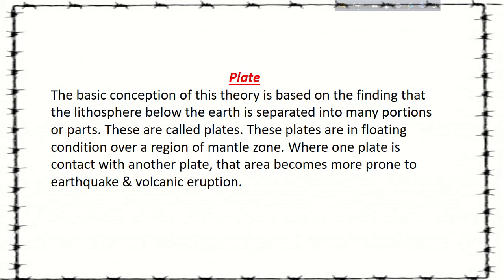So dear learners, these plates are in a floating condition over a region of the mantle zone, and these plates are displaced by a few centimeters per year towards any direction. Sometimes these plates move away from one another, and again sometimes they come close to one another. Even sometimes plates move up and down by a few millimeters per year. Where one plate comes in contact with another, that area becomes more prone to earthquake and volcanic eruption.